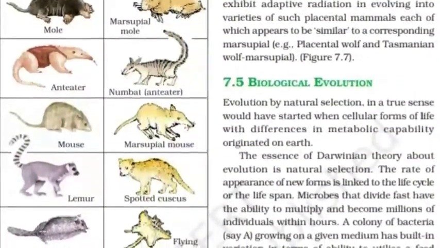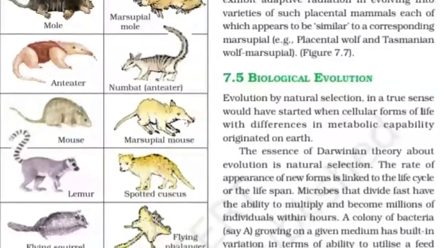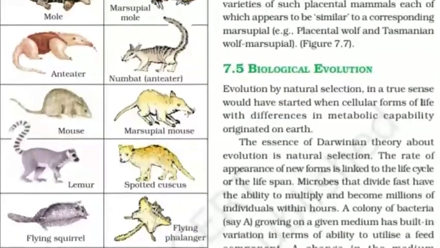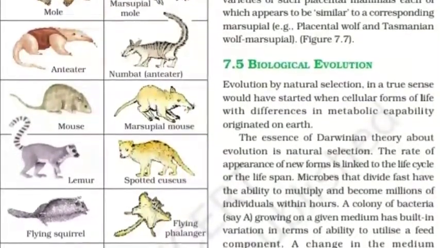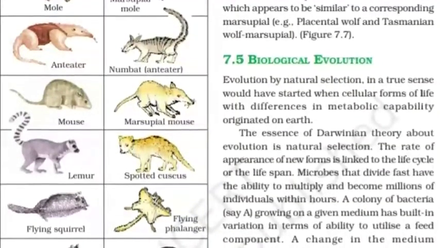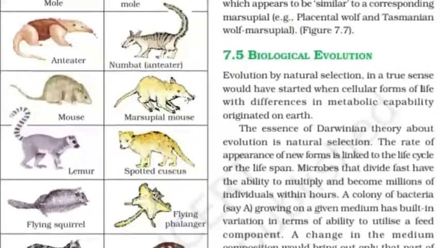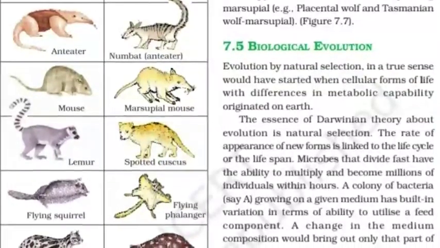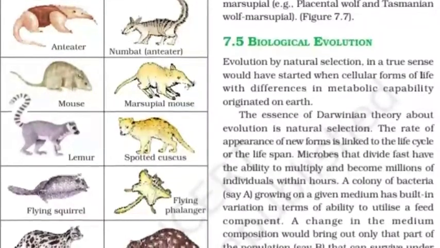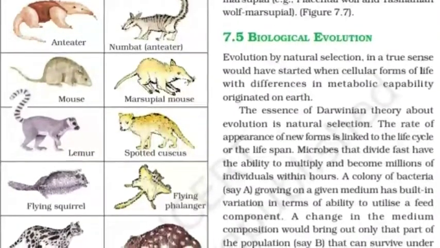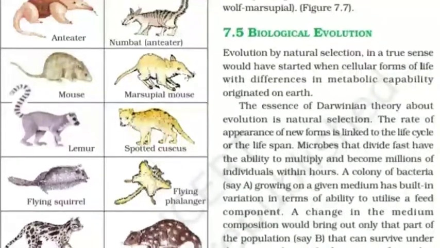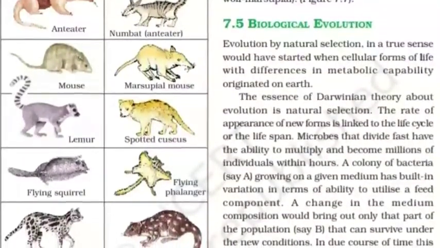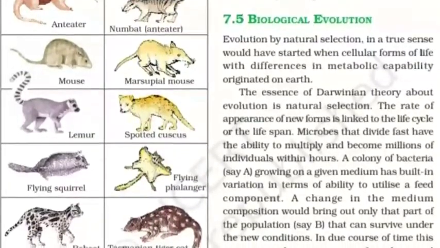Biological evolution. Evolution by natural selection, in a true sense, would have started when cellular forms of life with differences in metabolic capability originated on Earth. The essence of Darwin's theory about evolution is natural selection. The rate of appearance of new forms is linked to the life cycle or the lifespan. Microbes that divide fast have the ability to multiply and become millions of individuals within hours.